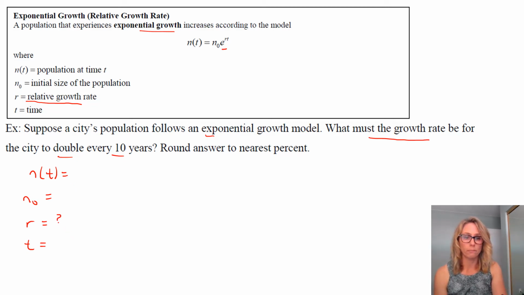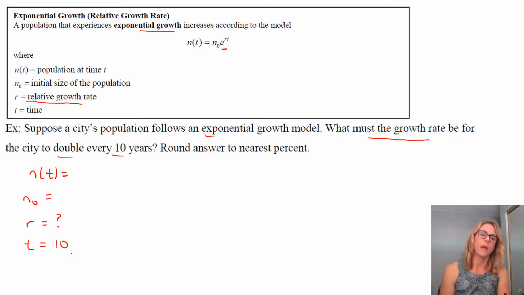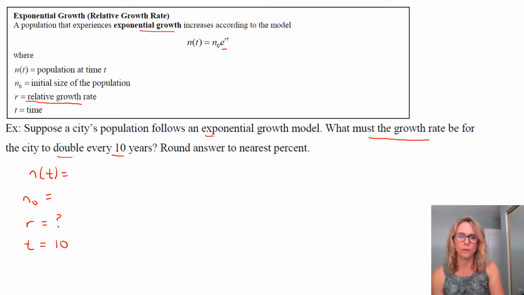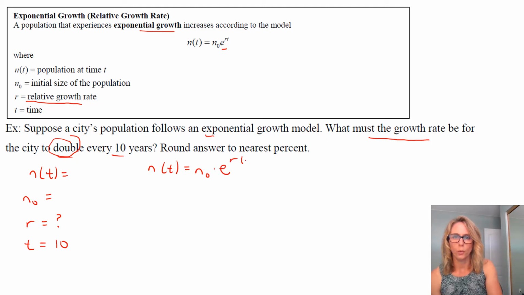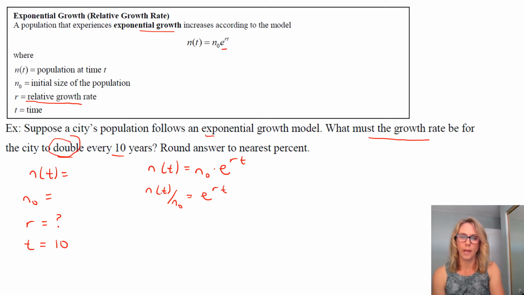So we're trying to find the growth rate, and we want to know after 10 years. And then we don't have anything else. But here's what I want you to think about. When you're being asked for the city to double every 10 years, all that means is, in 10 years, what would the growth rate need to be? You really just want to think about the ratio of N of t divided by N naught. So I'm dividing both sides by N naught. This is the initial population, and this is the ending population after 10 years.